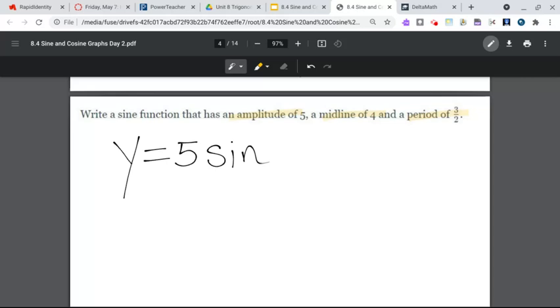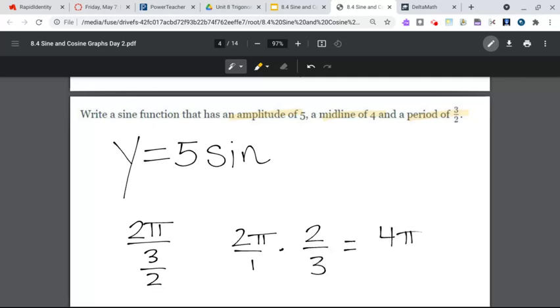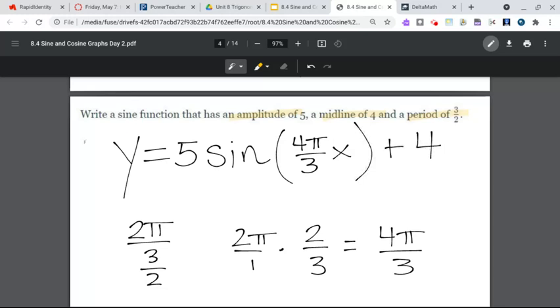Okay. We know that our period is 3/2. So to get our b value, we're going to do 2 pi over 3/2. So we're going to go 2 pi over 1 times the reciprocal, 2/3, which will be 4 pi over 3. That's our b value. So we're going to put it into the function, 4 pi over 3. We need to put an x, close it in parentheses. Our midline is plus 4.